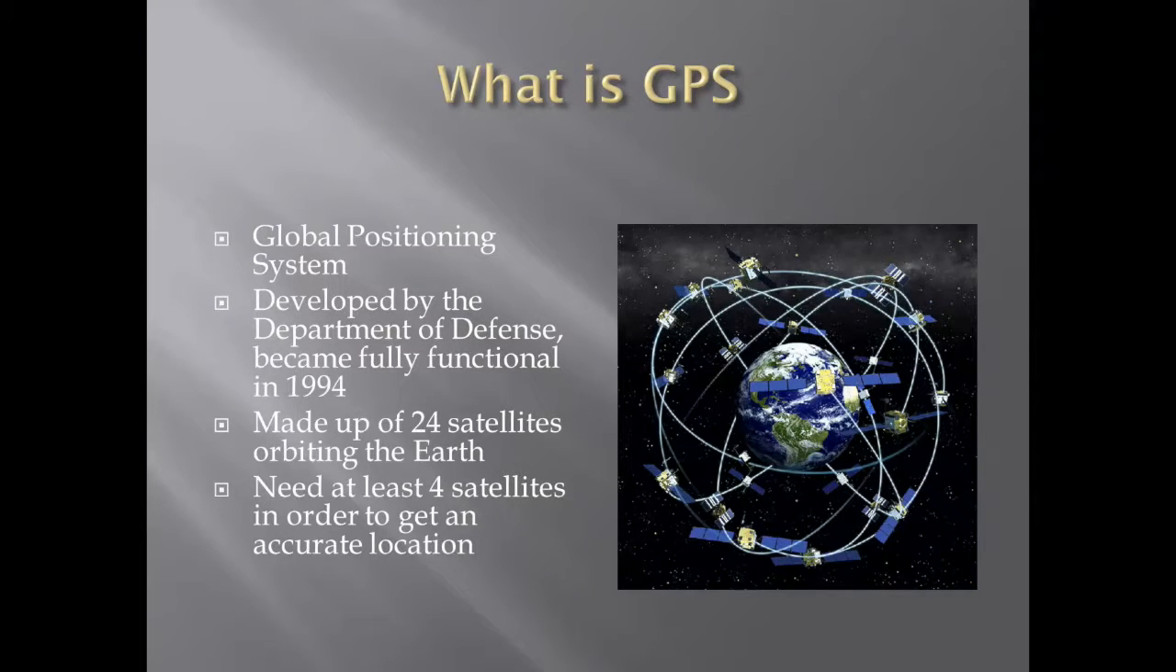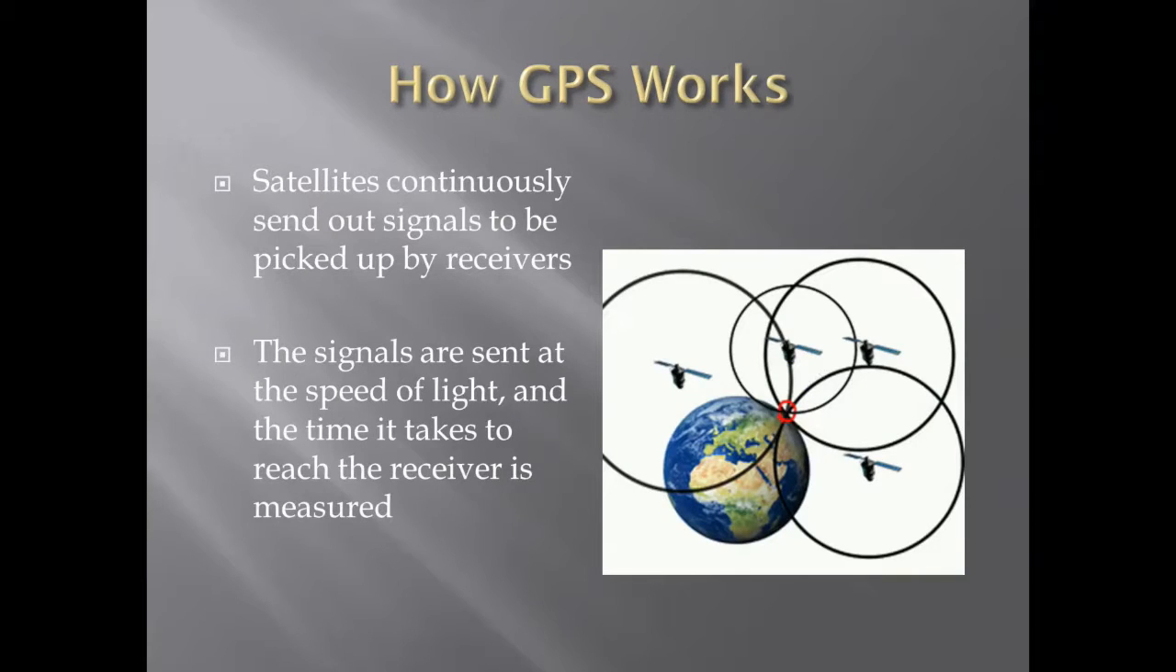Now let's review GPS systems. GPS stands for Global Positioning System and was developed in the early 90s by the Department of Defense. GPS is made up of 24 satellites orbiting the Earth, and in order to triangulate any one location, you need 4 satellites. GPS systems work by continuously sending out signals to be picked up by receivers. The signals are sent at the speed of light, and the time it takes for each receiver to receive the message is measured.